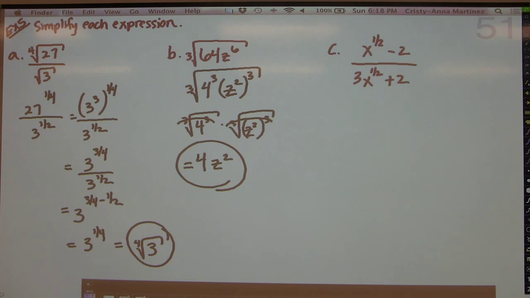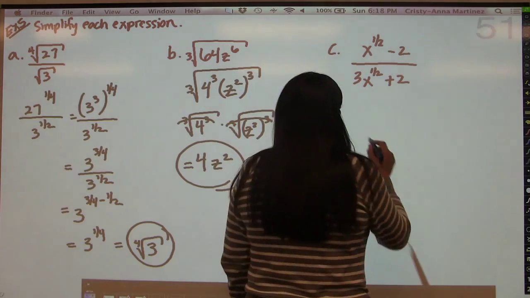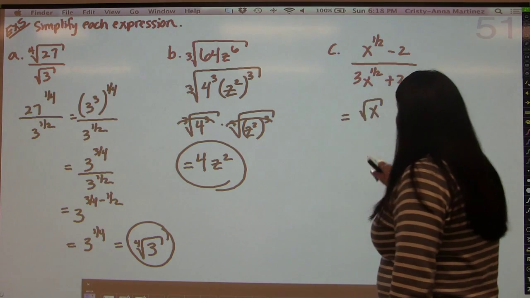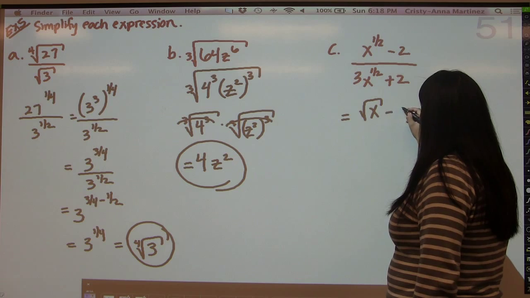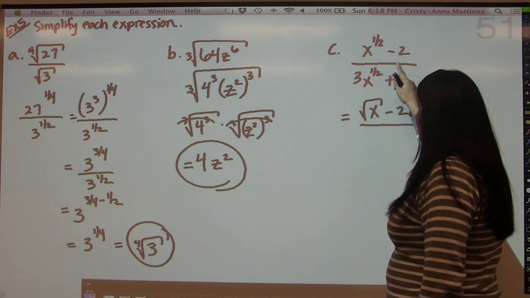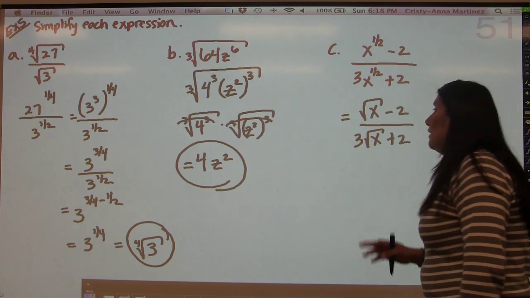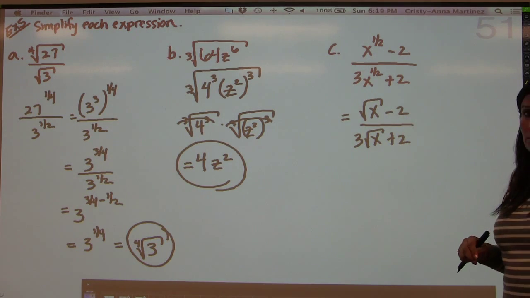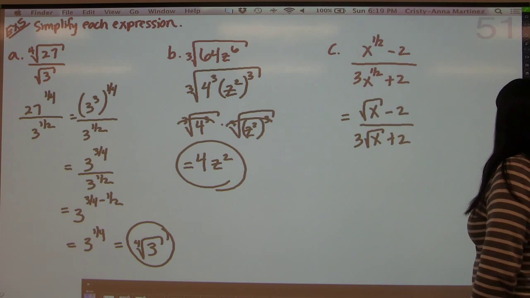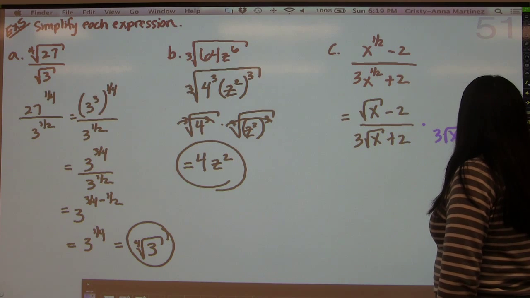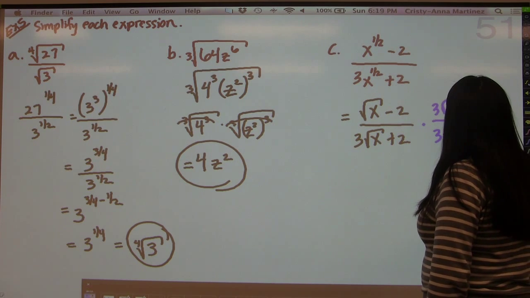Alright, now for the last one, I want to remind you that it's probably easier for you to write it into radical notation, but basically what's happening here is x to the 1/2 is the square root of x. If you remember, the index is a 2 and to the 1. So it looks a lot scarier when you see it like this, but this is 3 root x plus 2. And when you look at it like that, it just becomes a really basic rationalization problem. So you want to multiply by the conjugate, which is 3 root x minus 2 over 3 root x minus 2.